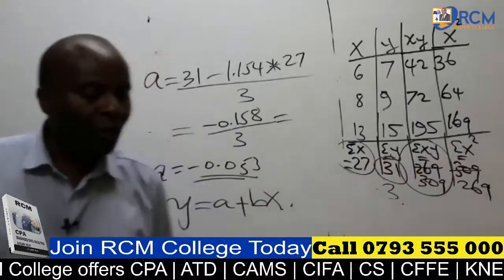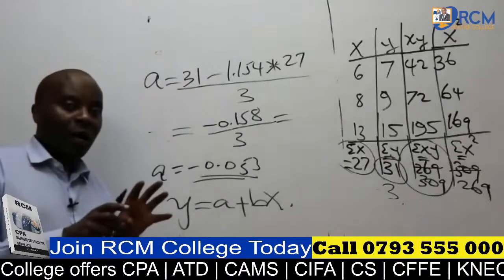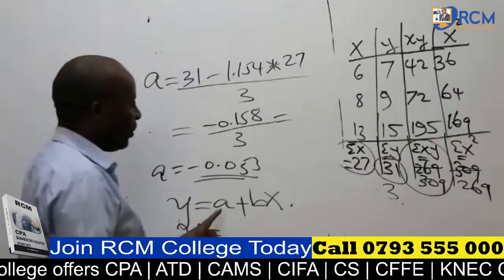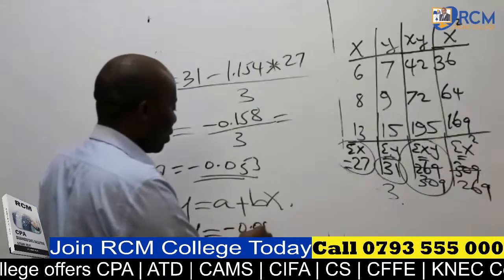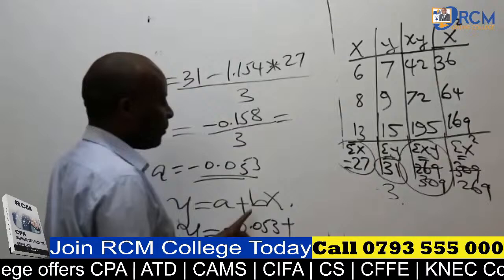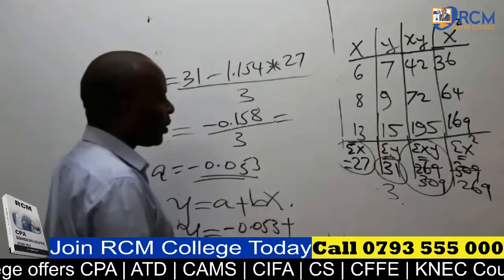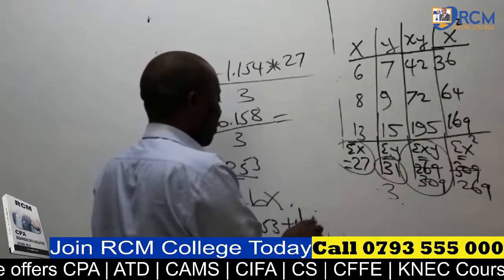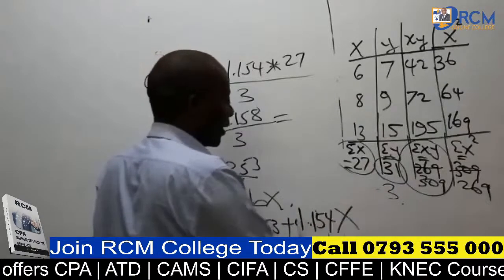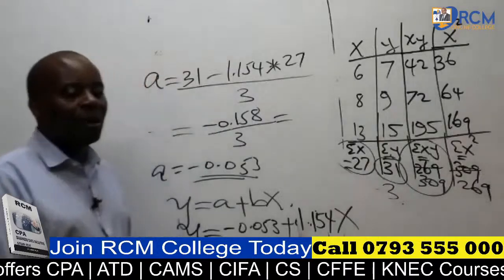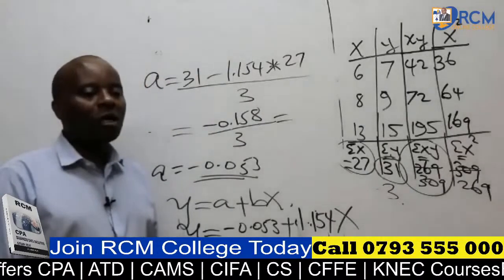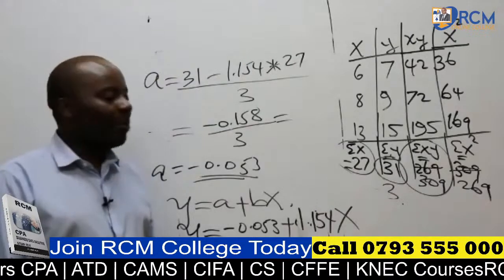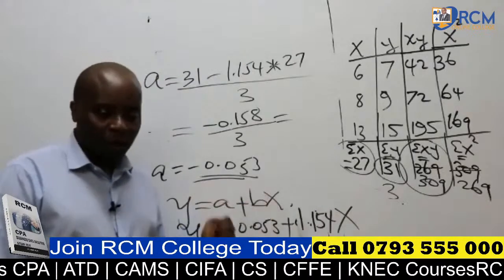Finally, you have the responsibility of writing the formula for Y, connecting Y and X using the connectors A and B. So my Y here will be equal to A, which is minus 0.053, plus B, 1.154, X, like that. Remember that our work at the end of it all is to provide the Y equation, the straight line equation, by bringing in the values of A and B that you have gotten.